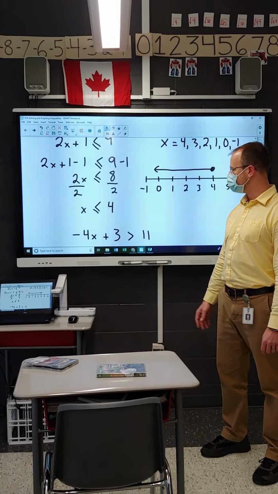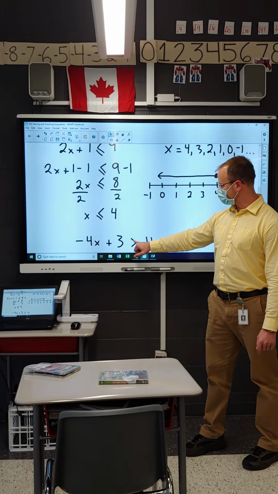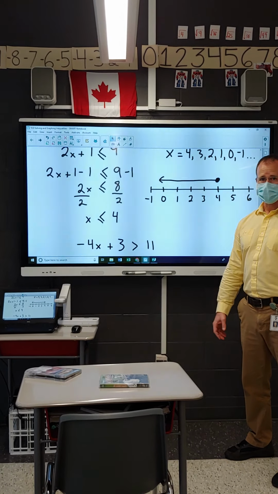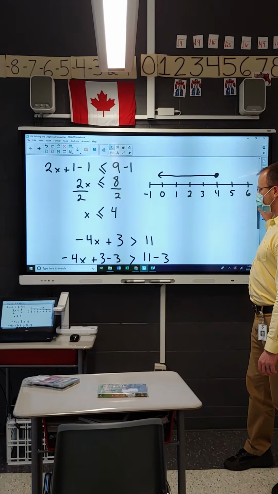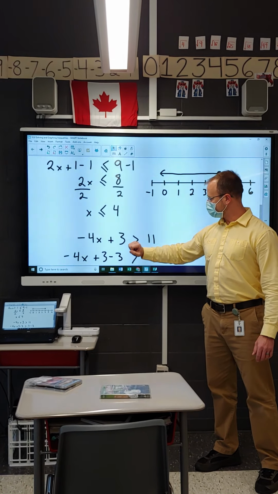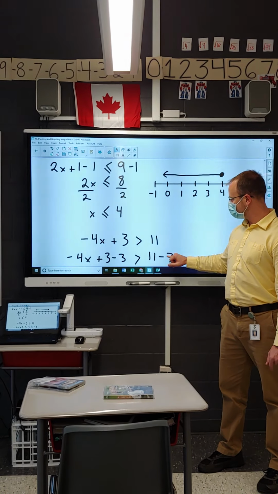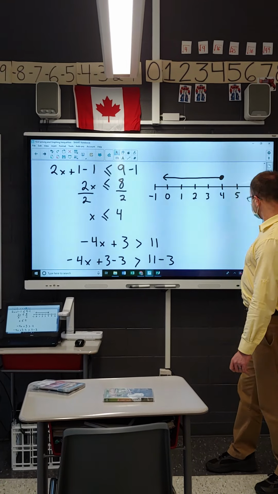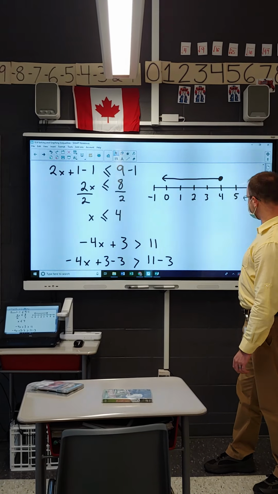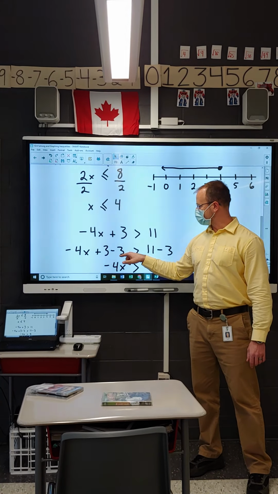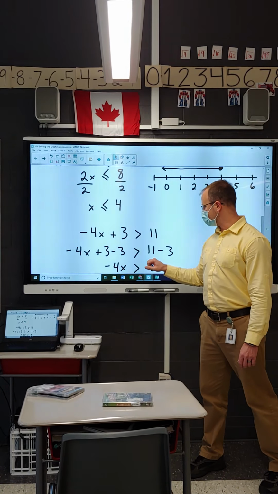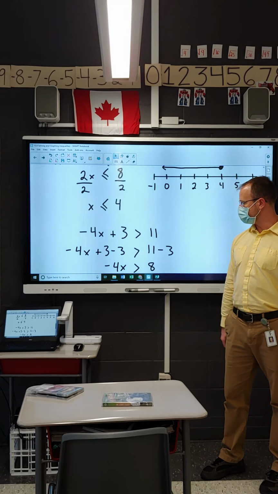I've added another one on. So we see negative 4x plus 3 is greater than 11. So again, we're going to solve it like we would an algebraic equation. We're getting that guy to equal 0. So to do that, subtract 3, subtract 3. Then in this step, we're going to combine like terms. 3 subtract 3 is 0, leaving us only with a negative 4x, and 11 subtract 3 is 8.